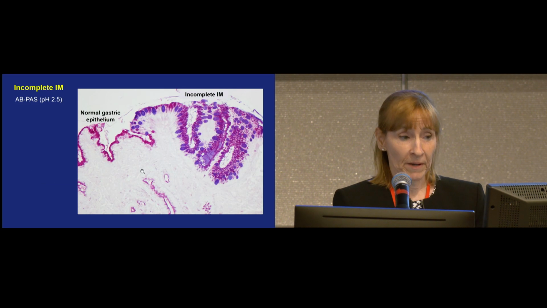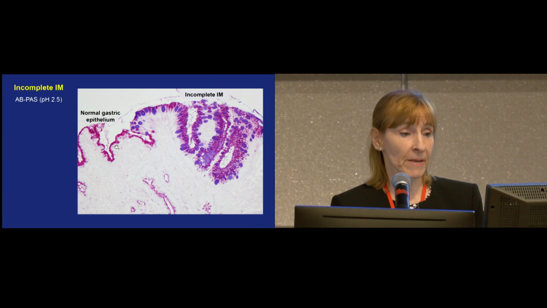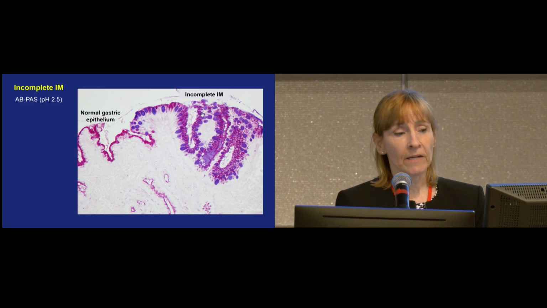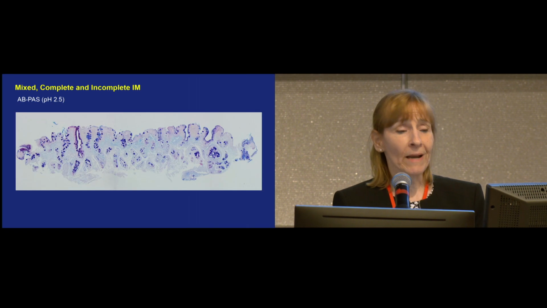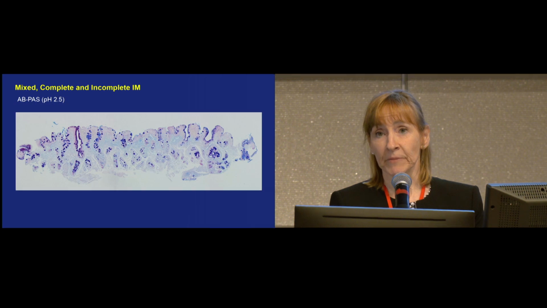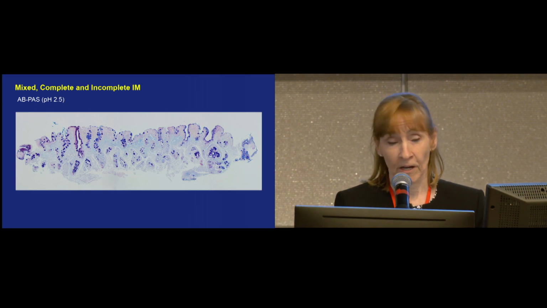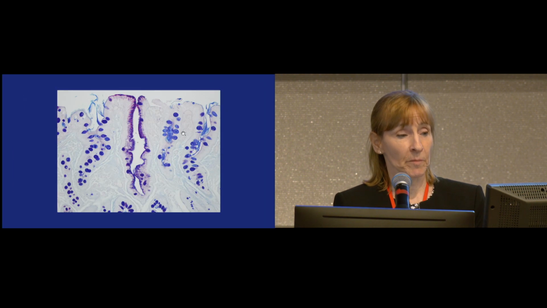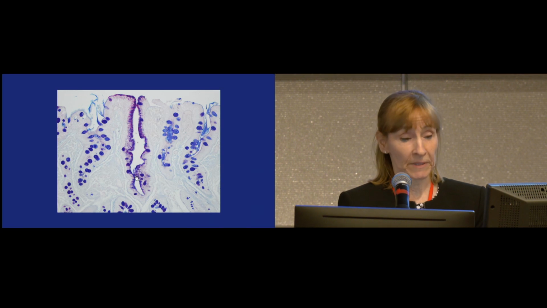And this is a case of incomplete, in which you see here an area of normal gastric epithelium, which should stain pink. And here is a mixture of intestinal mucins, which are stained blue, and gastric mucins, which are stained pink. This is one entire biopsy replaced by intestinal metaplasia. Here you can appreciate that when you have very extensive metaplasia, it's usually mixed. So we can see some areas that look like complete, others incomplete, and so on. And this is just a magnification of this area. In the middle, there is one gland that is incomplete and is surrounded by complete metaplasia.